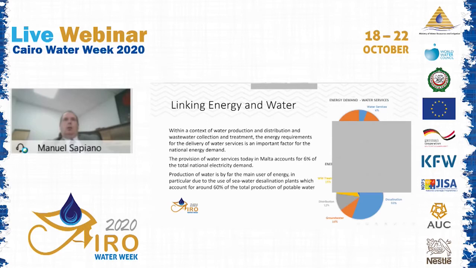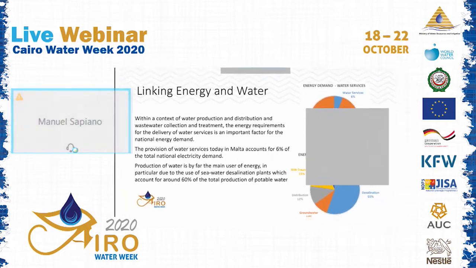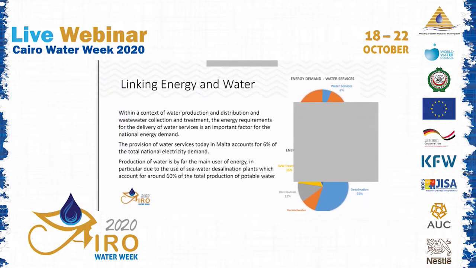Okay. So we know that to produce water, to distribute water, to collect water, we need energy. In fact, looking at Malta, being an island, being highly populated, having a high population density, we actually use around 6% of our total energy needs to undertake these services in the water sector.